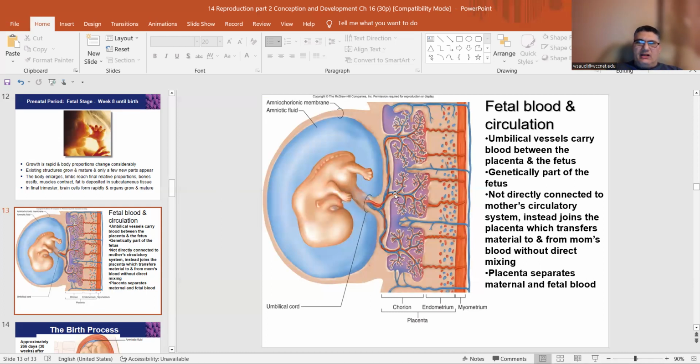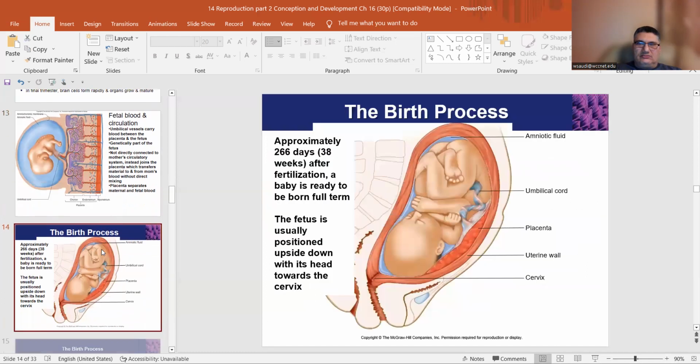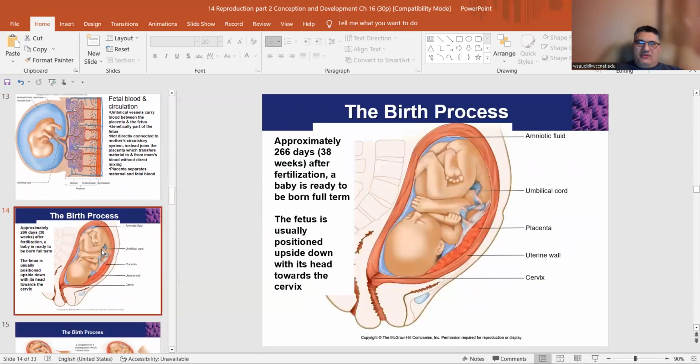There will be an umbilical artery and an umbilical vein. The umbilical artery is the blue one that will take deoxygenated blood and waste products to the mom. And the umbilical vein is the red one that takes oxygen and nutrients to the fetus. The fetus, again, will continue to grow until about 38 weeks, when it's ready to be born.